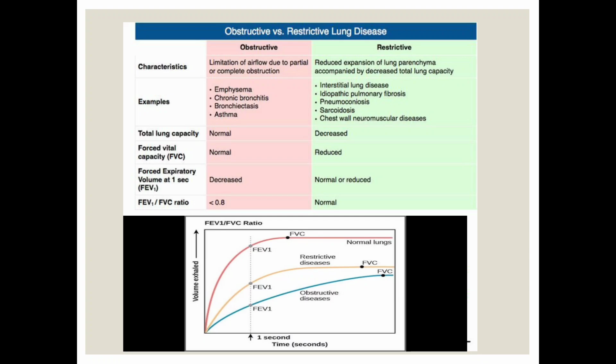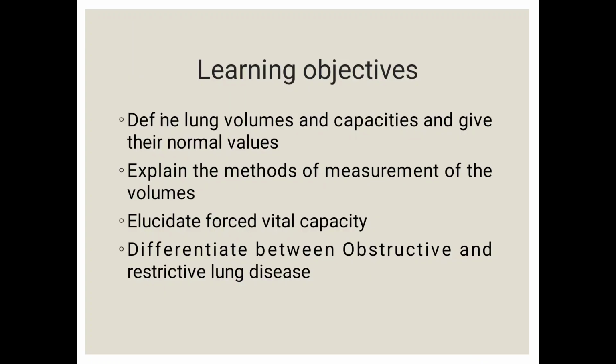In obstructive lung disease, there is limitation of airflow due to partial or complete obstruction in the conductive zone. In restrictive lung disease, there is reduced expansion of the lung parenchyma. Total lung capacity in obstructive disease is normal, and the forced vital capacity is also normal, but in restrictive disease both are reduced. The FEV1 to FVC ratio is reduced in obstructive, whereas it is normal in restrictive lung disease. So from the learning objectives, I think it is now clear.